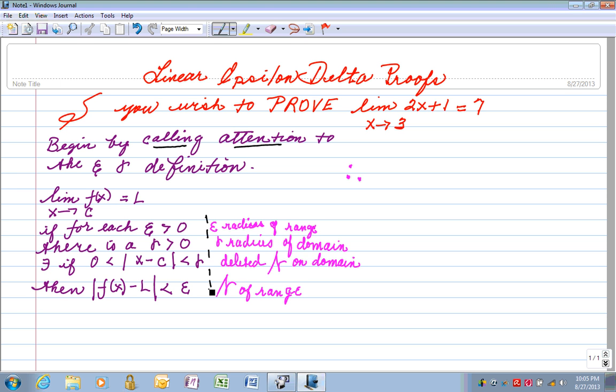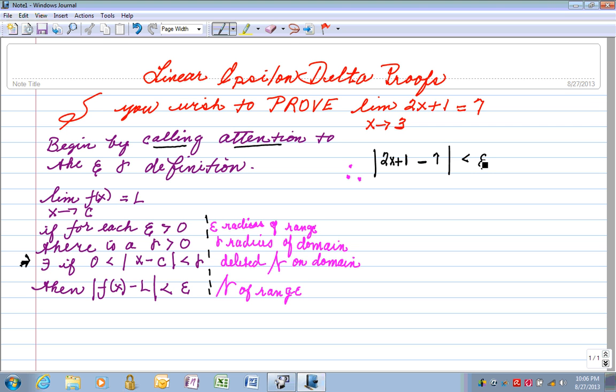So, look at the structure of the proof. You have this such if right here. This is the if statement of the proof. That is the then. So, I'm going to start with the then. I have to prove that I can get from the then to the if, and if so, I should be able to go the other way around. So my f of x is 2x plus 1, minus my L, which is 7, is less than epsilon.